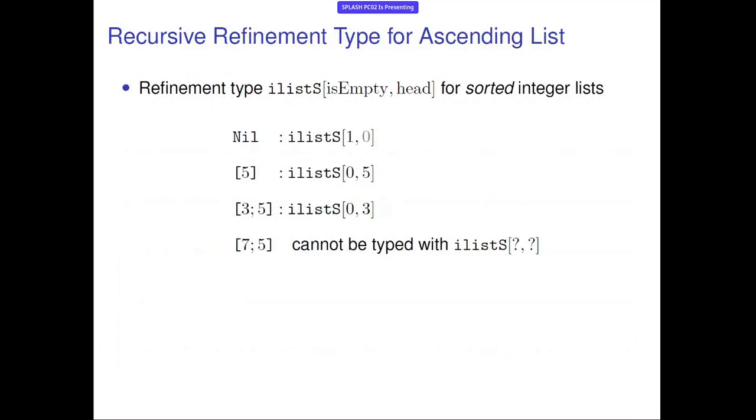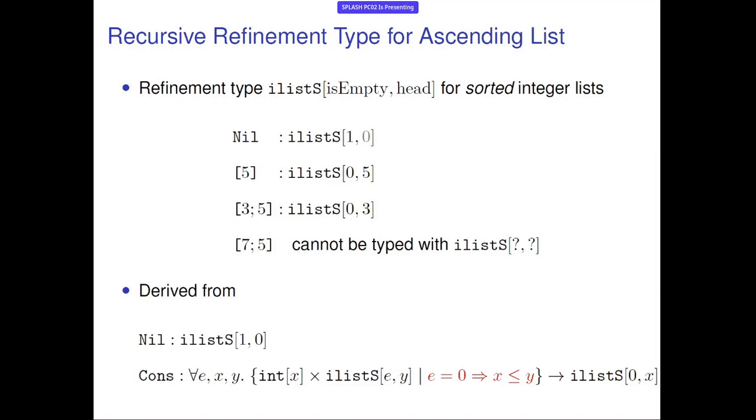Look at the bottom line. The list of 7 and 5 cannot be typed with this type because it is not sorted. Look at the parameters of ilist S. The first is empty. So nil is empty, and is empty is 1, which means true, and it is 0 otherwise. The second parameter is head. It corresponds to the first element of the list. And in the case of nil, the second parameter is discarded.